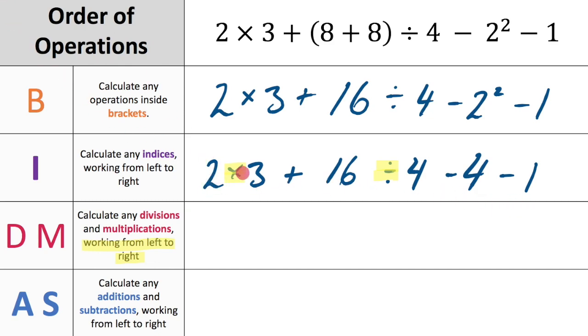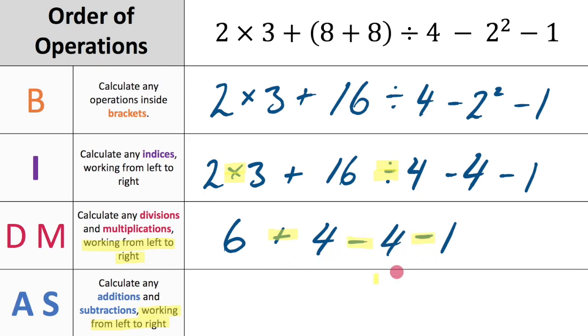I'm going to go 2 times 3, that's 6, plus 16 divided by 4, well that's 4, and let me just copy down the rest. There we go. Perfect. The final thing I'm going to do is my addition and subtraction, and I'm going to follow that same principle of working from left to right if I have both addition and subtraction in my expression, and I certainly do here.